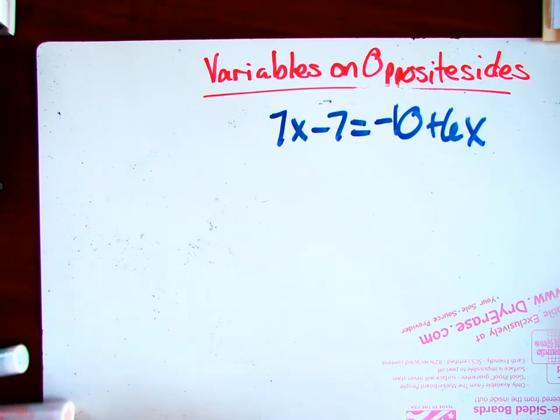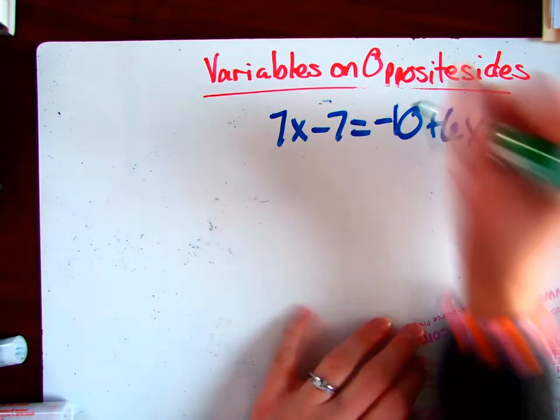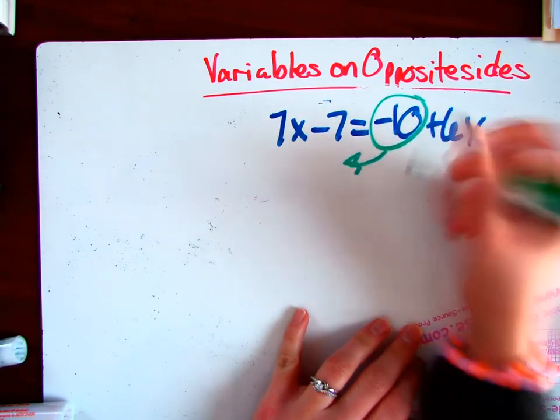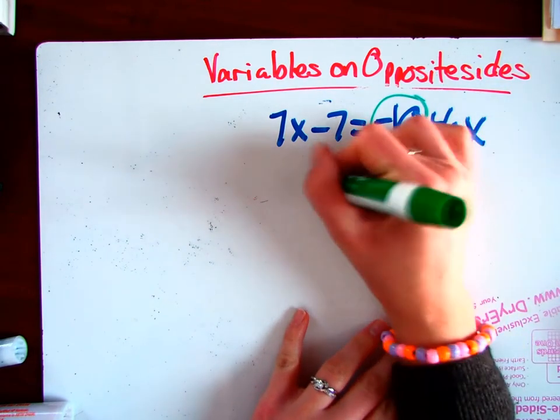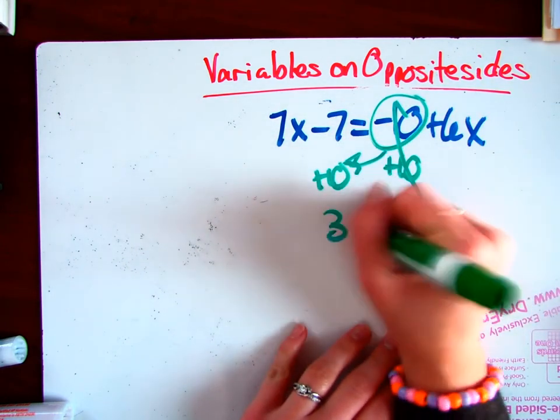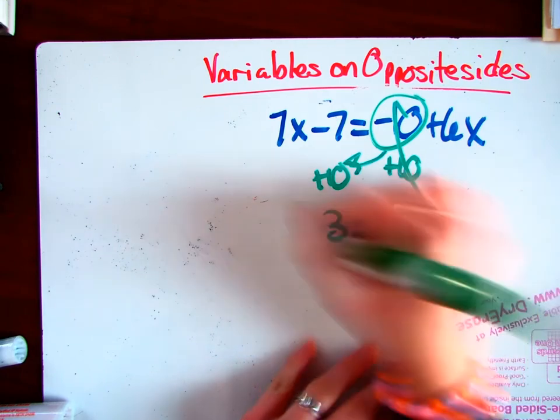One more quick example of variables on opposite sides. Let's say that I decided that I wanted to start by moving some numbers first. So I'm going to get rid of this negative 10 here because I really don't like it. I'm going to send it this way. So I'm going to add 10 to both sides, which means this will cross out. Negative 7 plus 10 makes 3, and I'll bring everything else down.